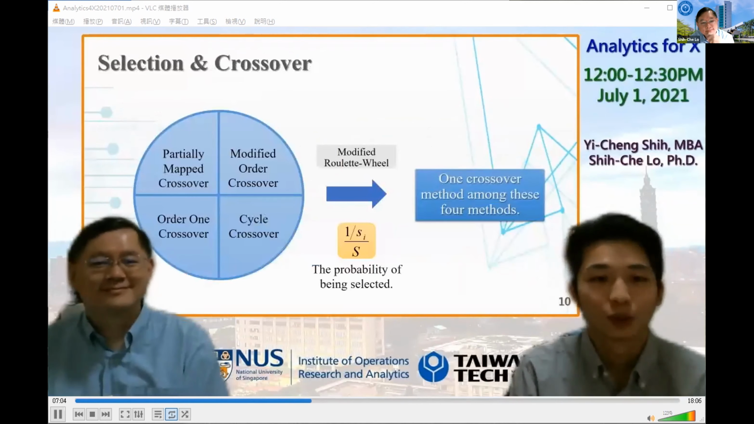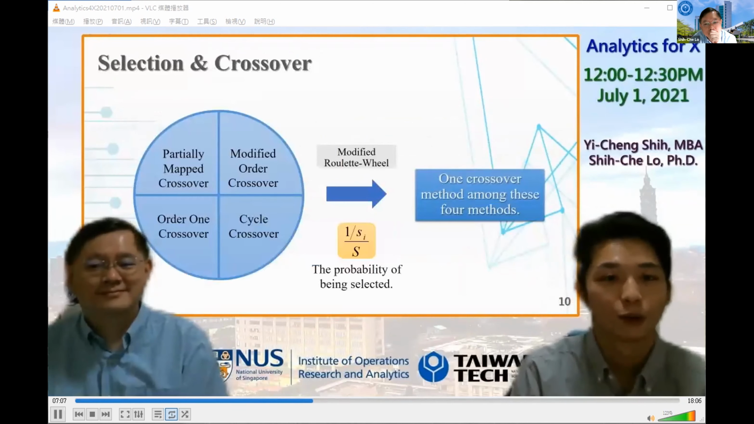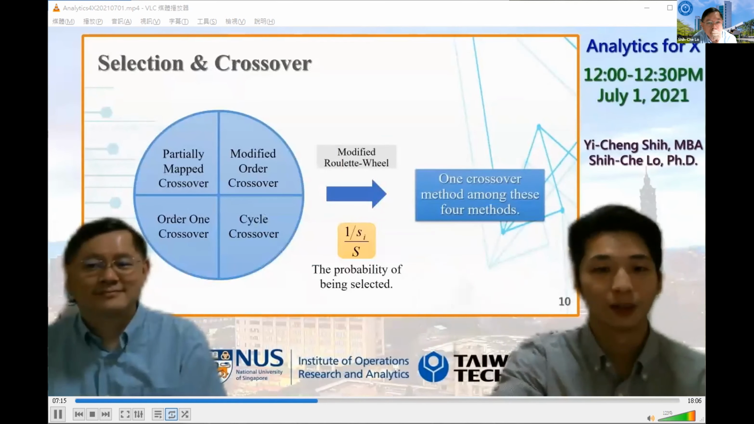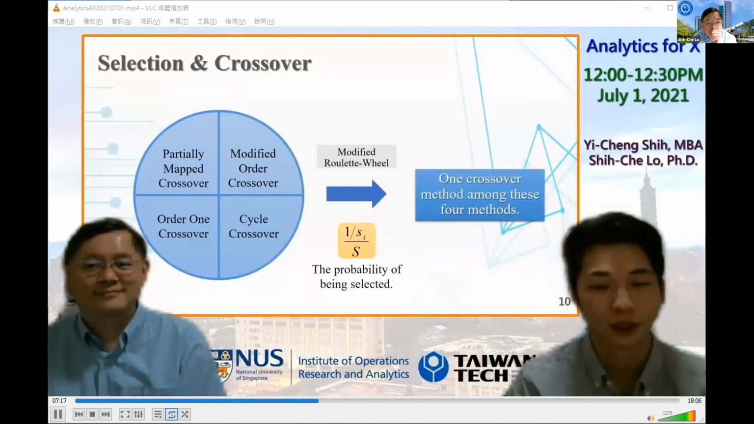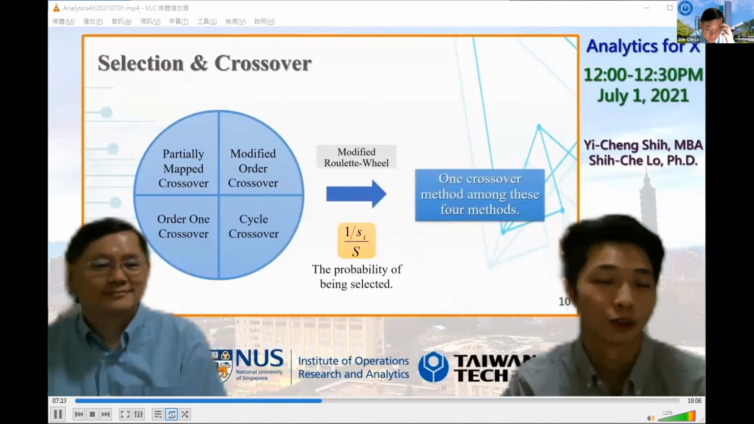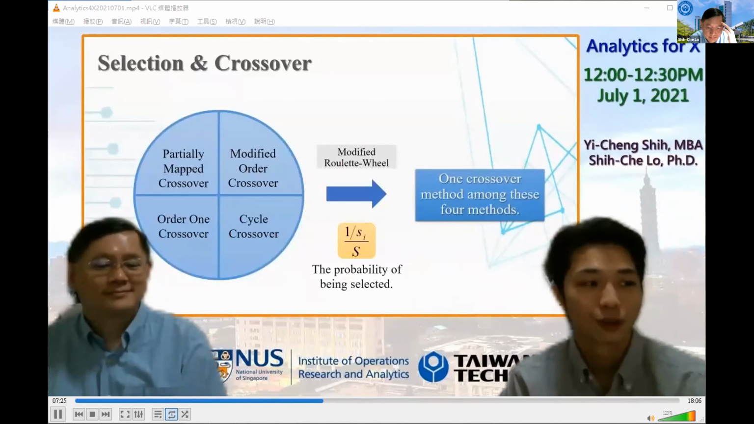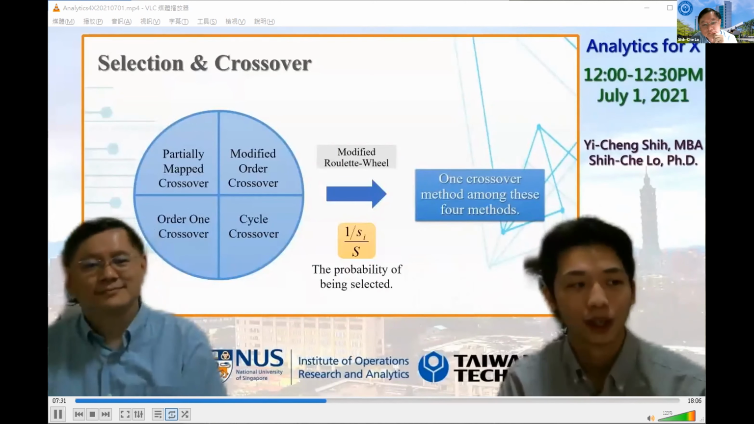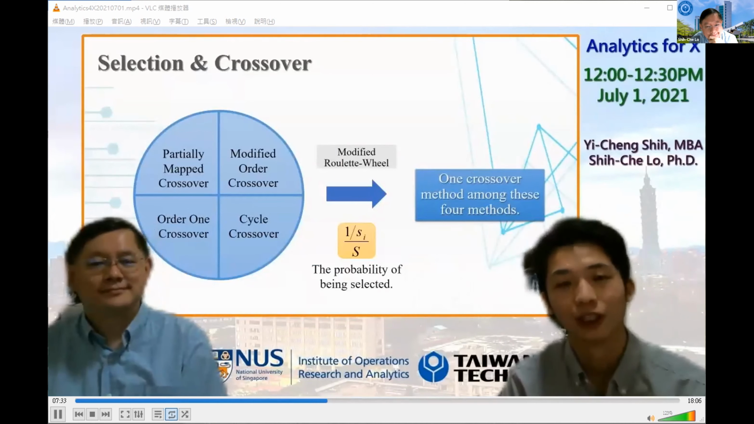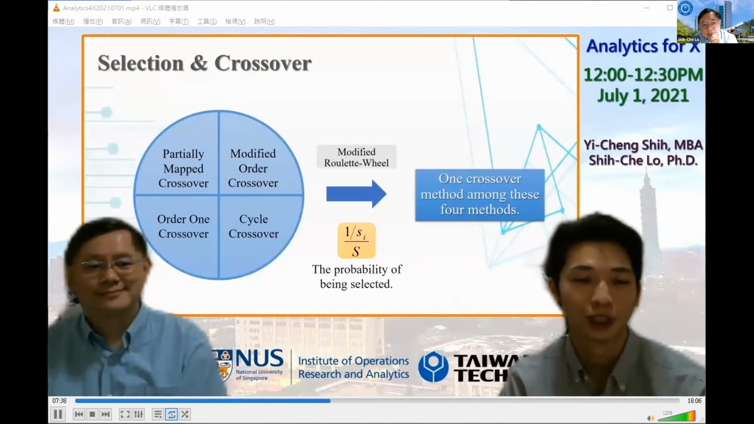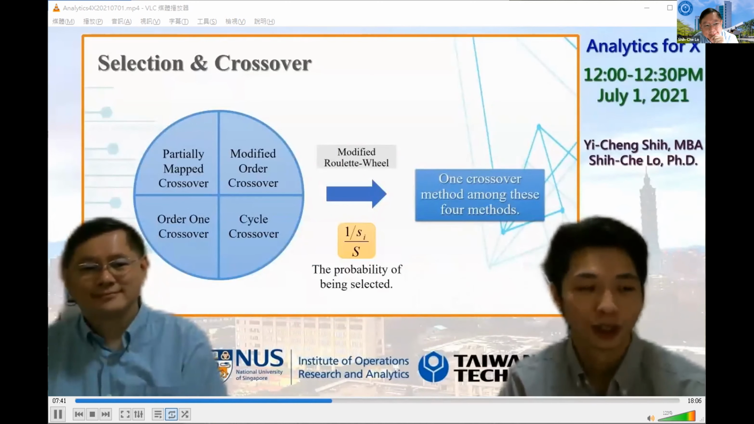For the selection part, we use the modified roulette wheel method to choose the parents for the crossover part. And this is the probability of being selected for each individual. And then I will introduce our crossover part. Traditional GA has only one crossover method to produce offspring, which means that each individual can only search for the solution in one dimension for each iteration.